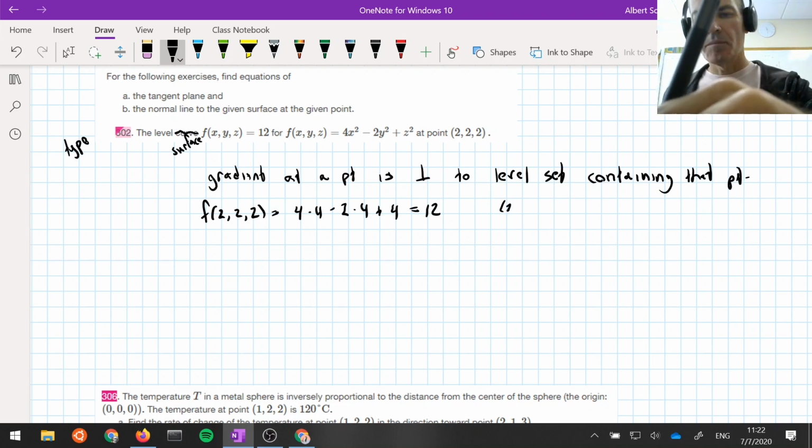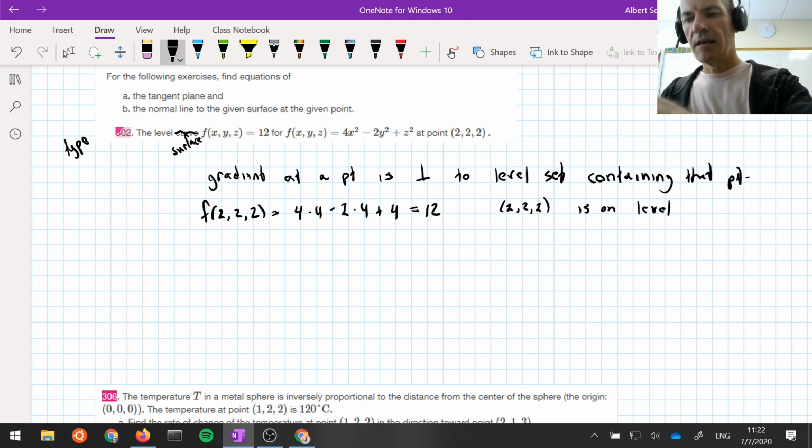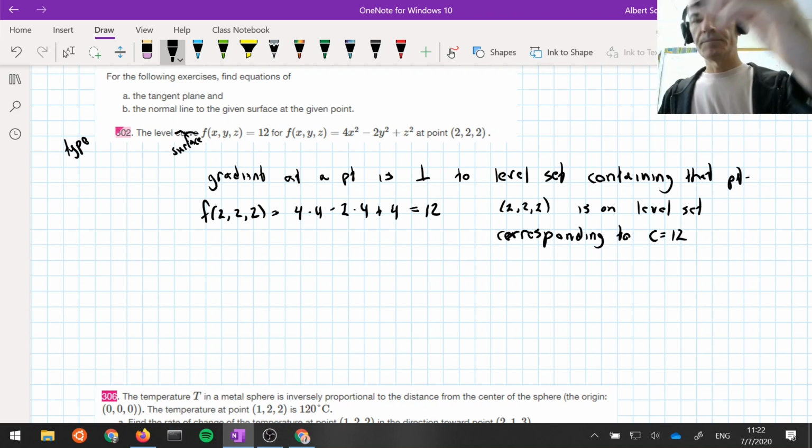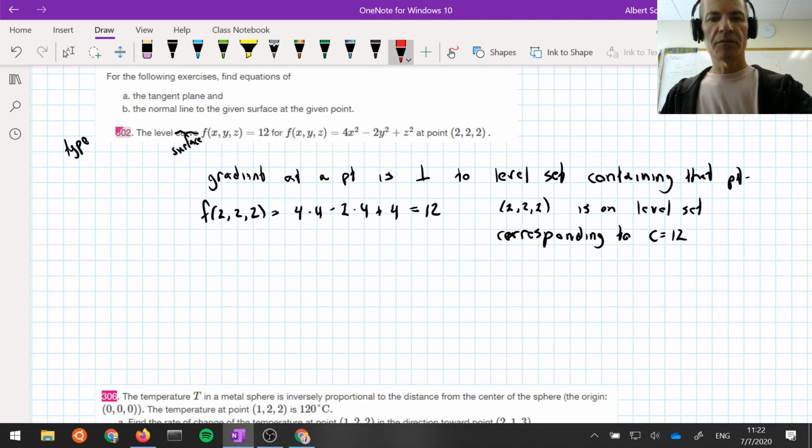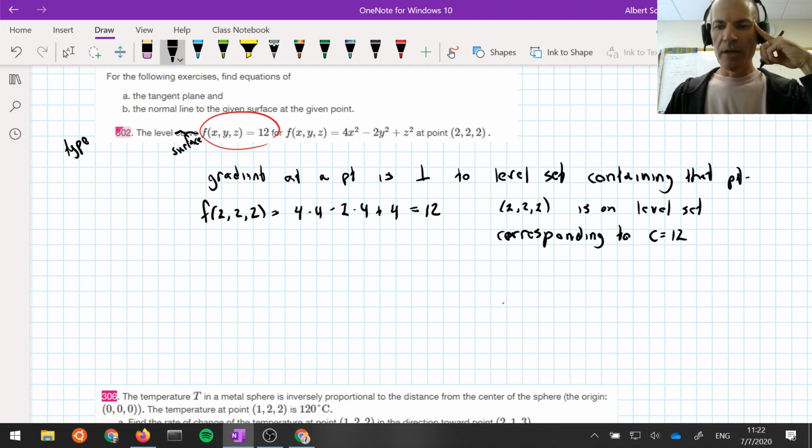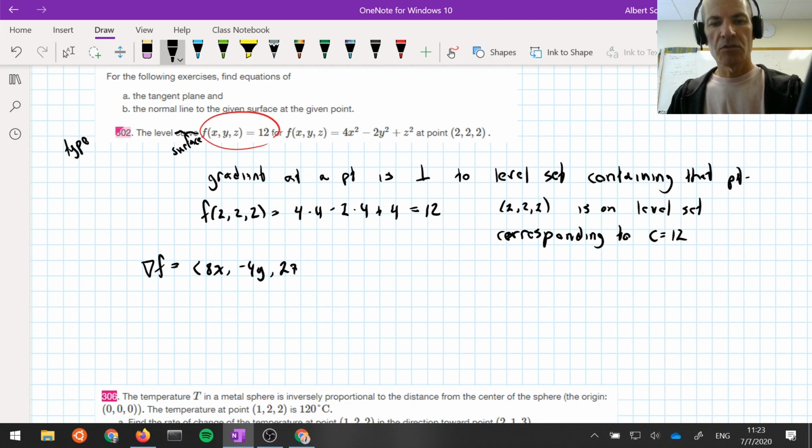So 2, 2, 2 is on the level set corresponding to c equals 12, which is exactly what's indicated here. We're just double checking that. We've verified now that this point 2, 2, 2 is on the level set corresponding to c equals 12. Let's compute the gradient of f. The partial of f with respect to x is 8x, with respect to y is negative 4y, and with respect to z is 2z.